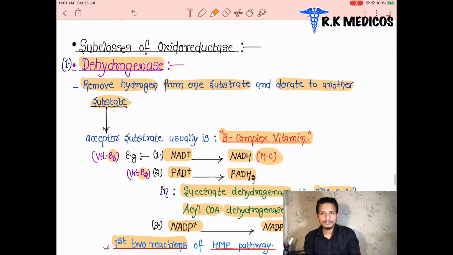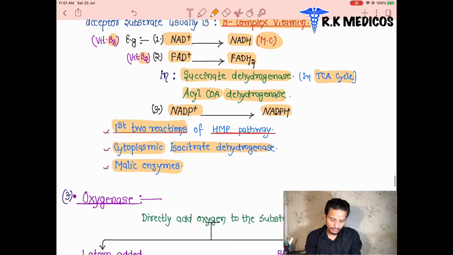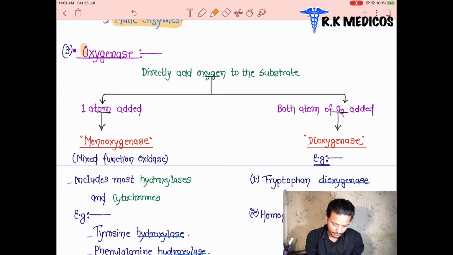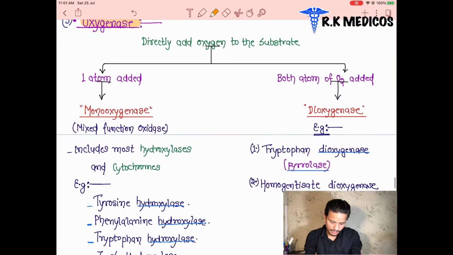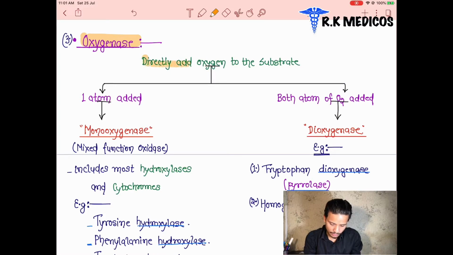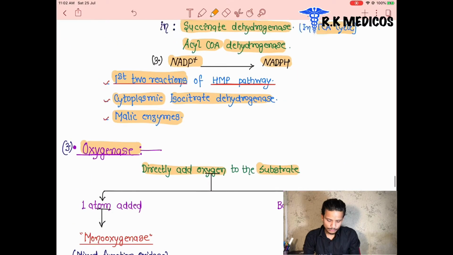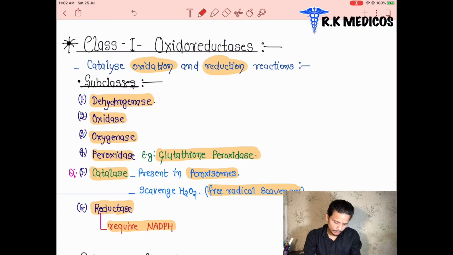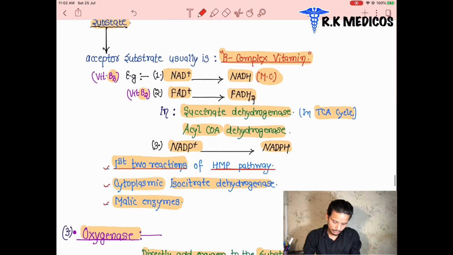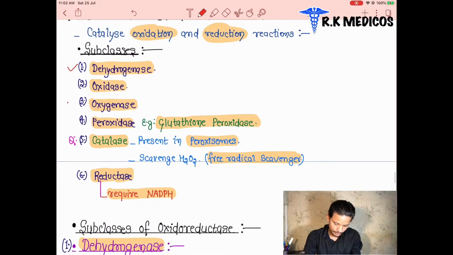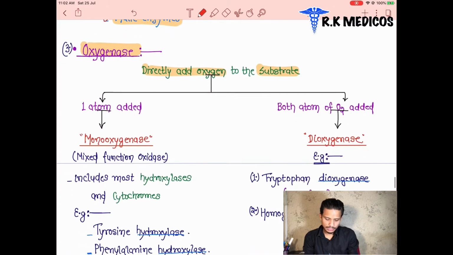The subclasses of oxidoreductase, first dehydrogenase, and you know now. Next one is oxygenase. There is a direct addition of oxygen to the substrate. Here in the first portion, we are going to discuss this one by one. First we discussed dehydrogenase, next we are going to see the oxygenase, and in the oxygenase, you know now, there is a direct addition of oxygen to any substrate.